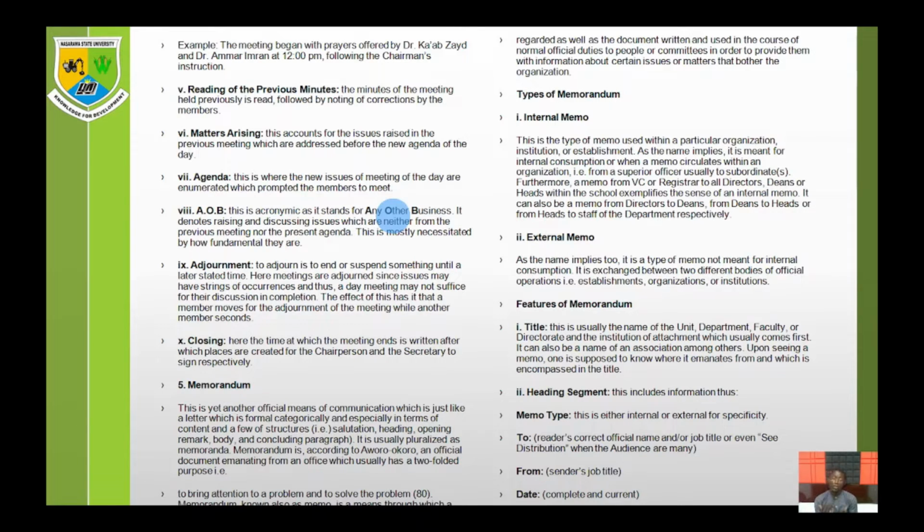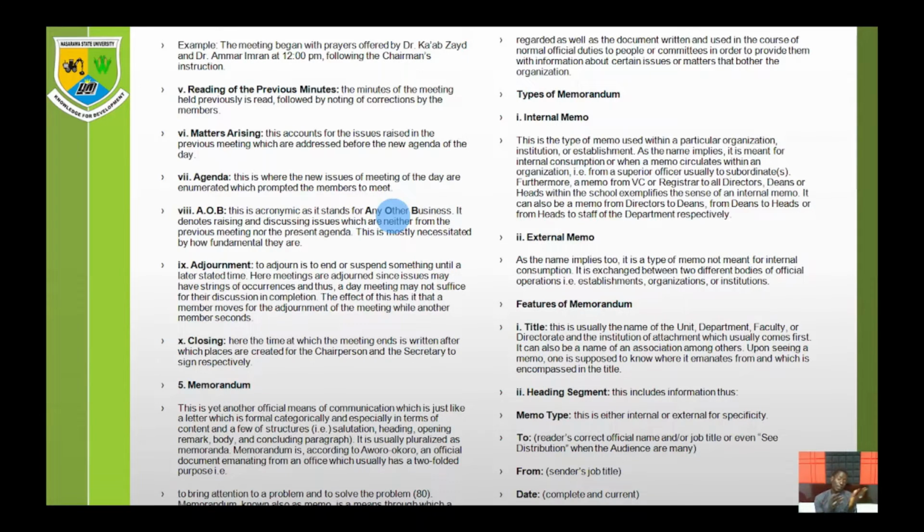Memorandum, known also as a memo, is regarded as a document, and it is used in the course of normal official duties to people or committees in order to provide them with information about certain issues or matters that bother the organization.